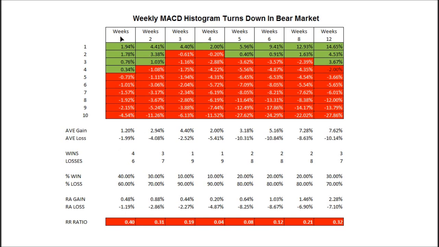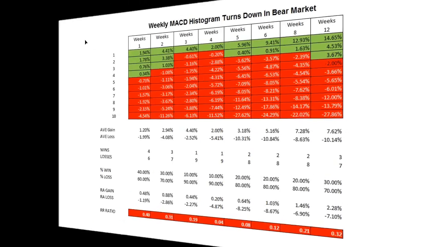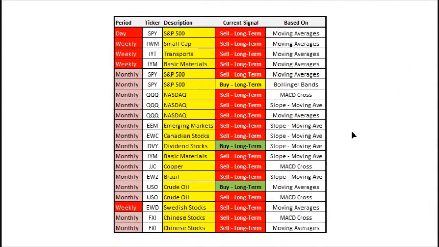Looking out between 1 week and 12 weeks, the risk-reward ratio is very unfavorable when that MACD histogram turns down in a bear market, as it did last week. This is an updated version of long-term sell signals that we've gone over before. We'll just go through this quickly.